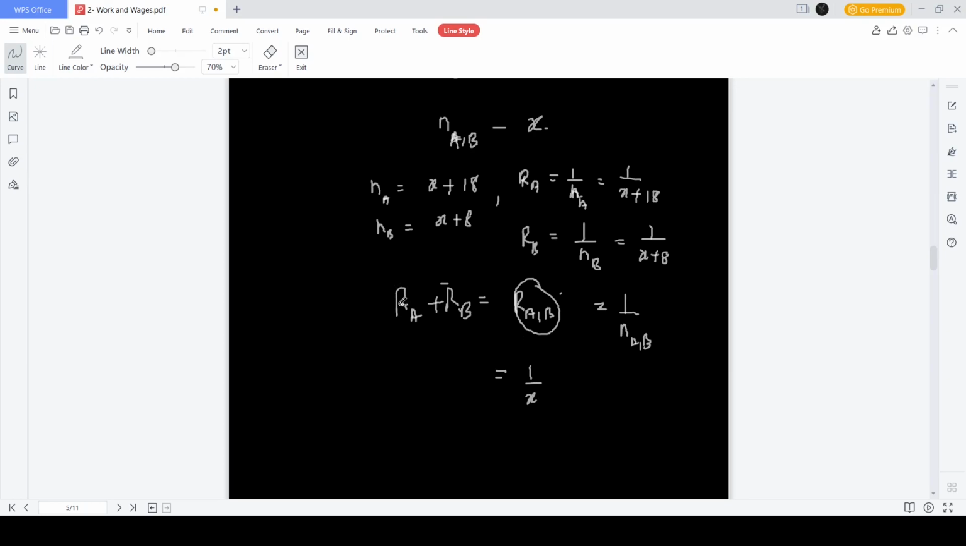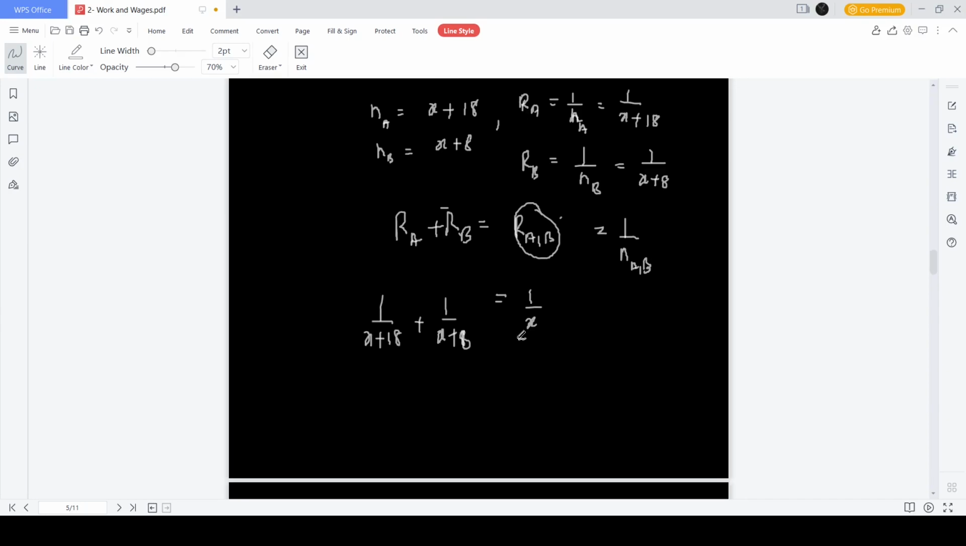Okay, and rate of A is nothing but 1 by x plus 18, and rate of B is 1 by x plus 8. This is your equation in one variable, but it's going to be a quadratic equation. So now we cross multiply, we'll get x plus 8 plus x plus 18, whole times x, is equal to x square plus 18 plus 8 is 26x plus 8 times 18 is 144.